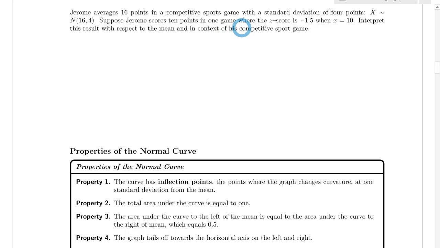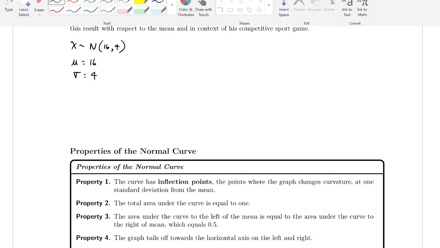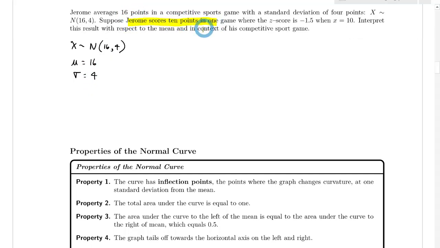So let's go ahead and write down everything that we have first. If x is the random variable with the normal distribution of mean 16 and standard deviation of 4, this means that mu is equal to 16, sigma is equal to 4, and then when Jerome scores 10 points, that's the x value.